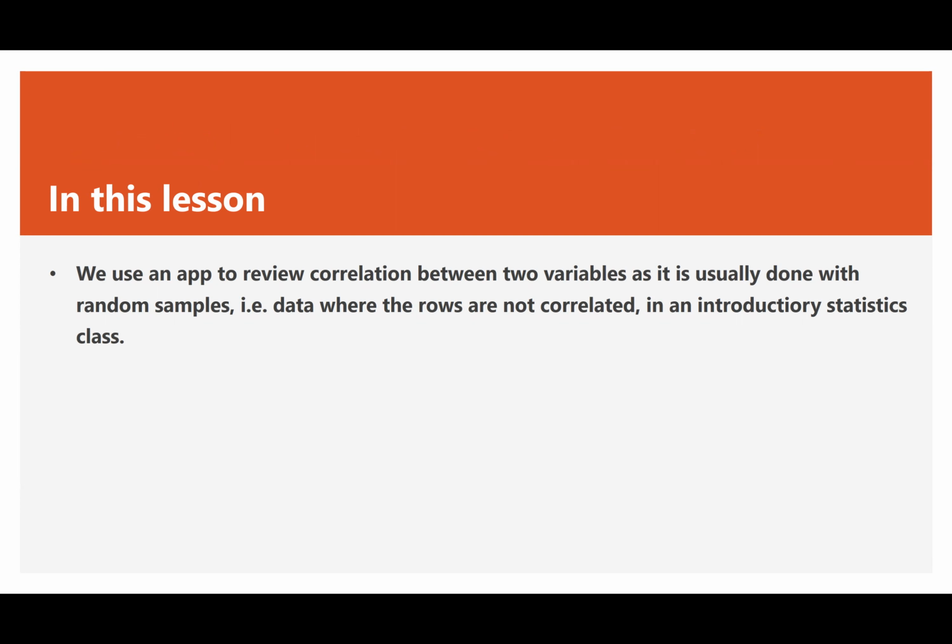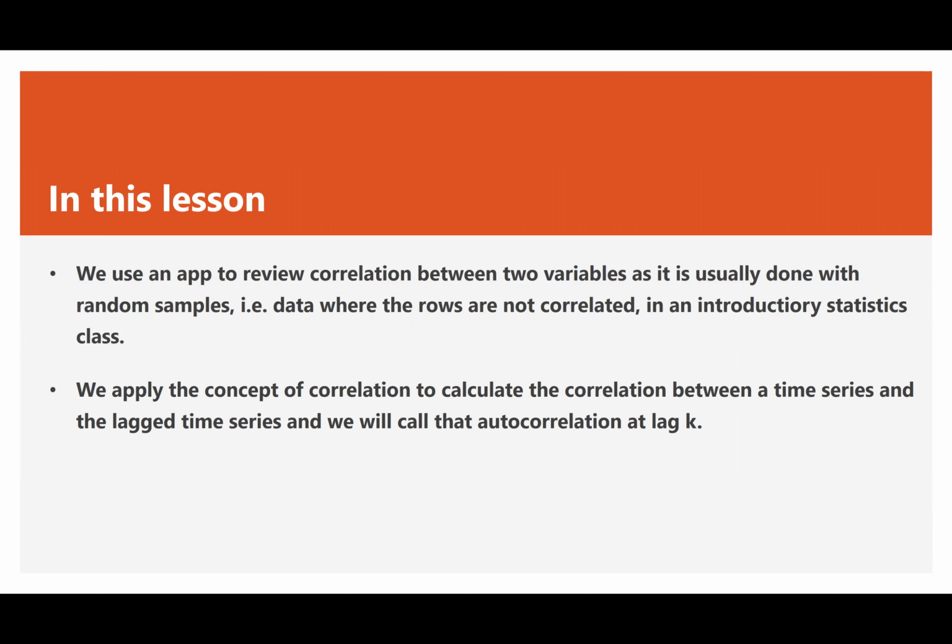That is, random samples are data that have rows that are not correlated. And it's the typical type of data that you use in most of your statistics classes. So we apply the concept of correlation to calculate the correlation between a time series and the lagged time series obtained from that time series, and we will call that autocorrelation at lag k.